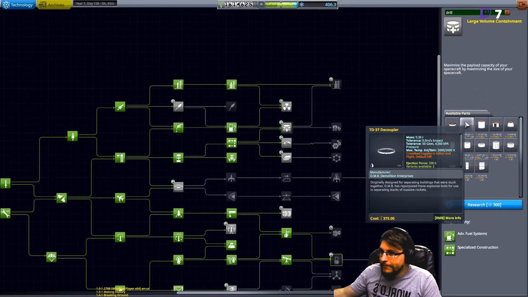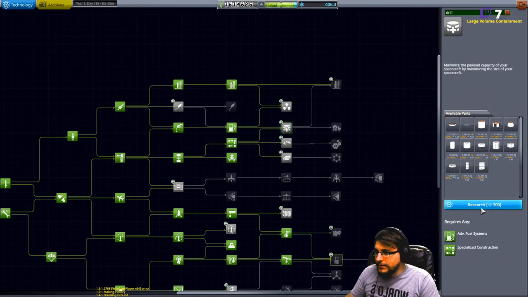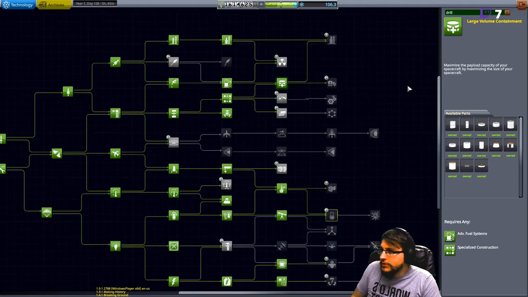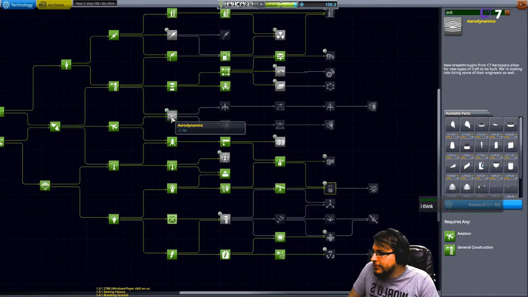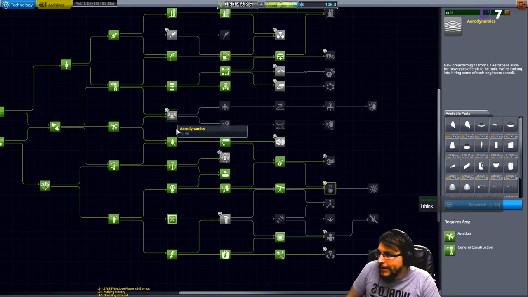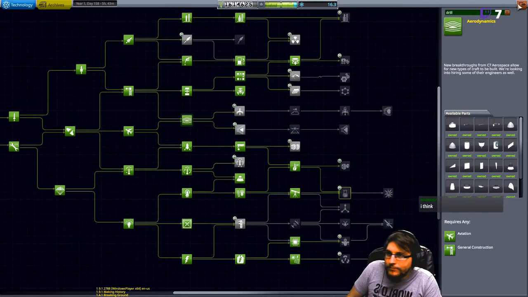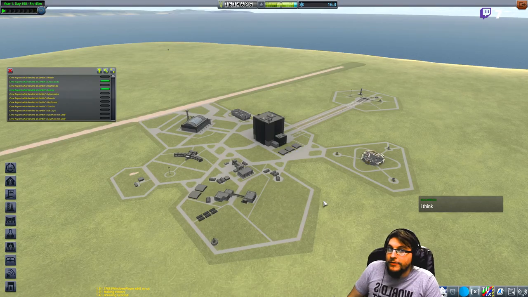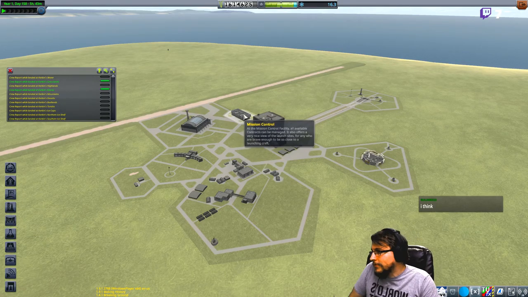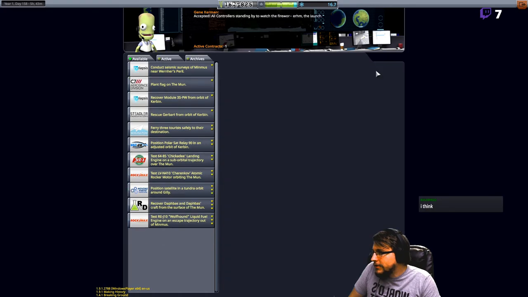Large volume. All right. My gut said get this stack decoupler. That's what we got. All right, we got science. I'm going to just grab this because it's 90 and I can't. Got so many new things. Break. Did I accept that mission? I did not. All right.